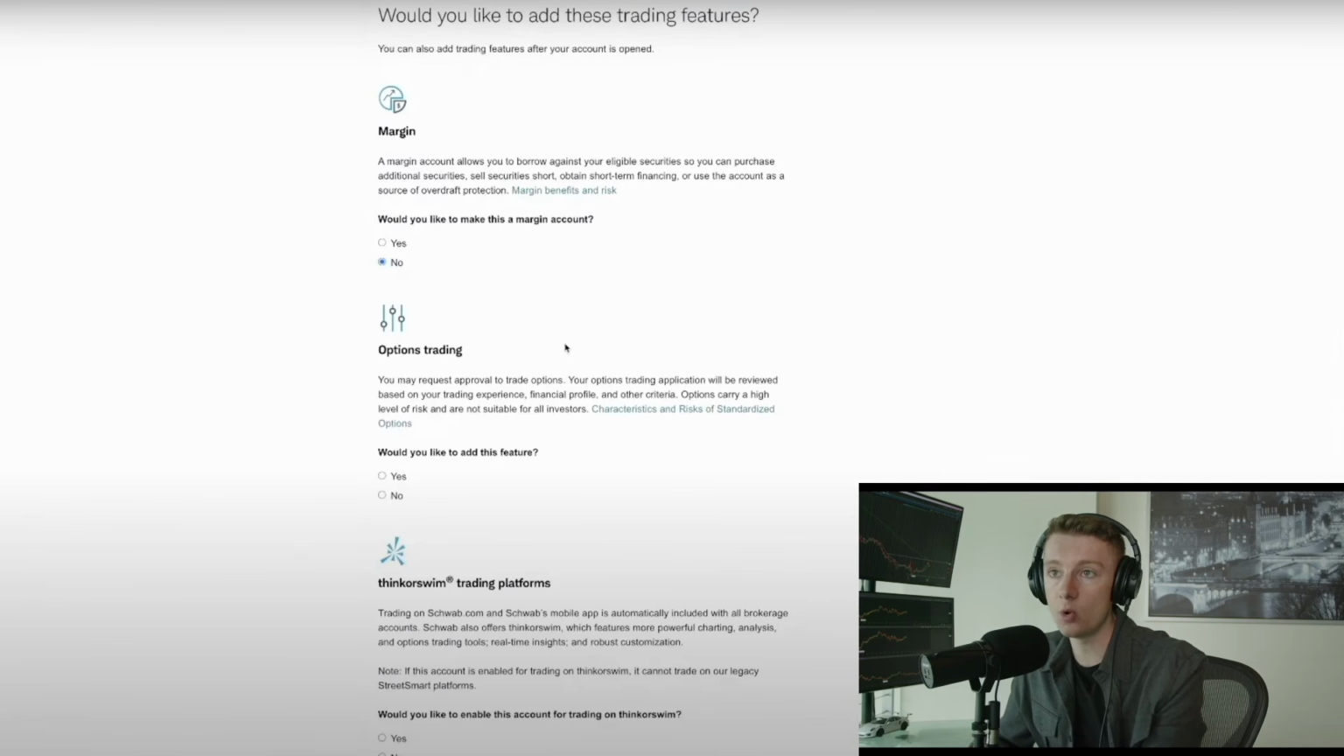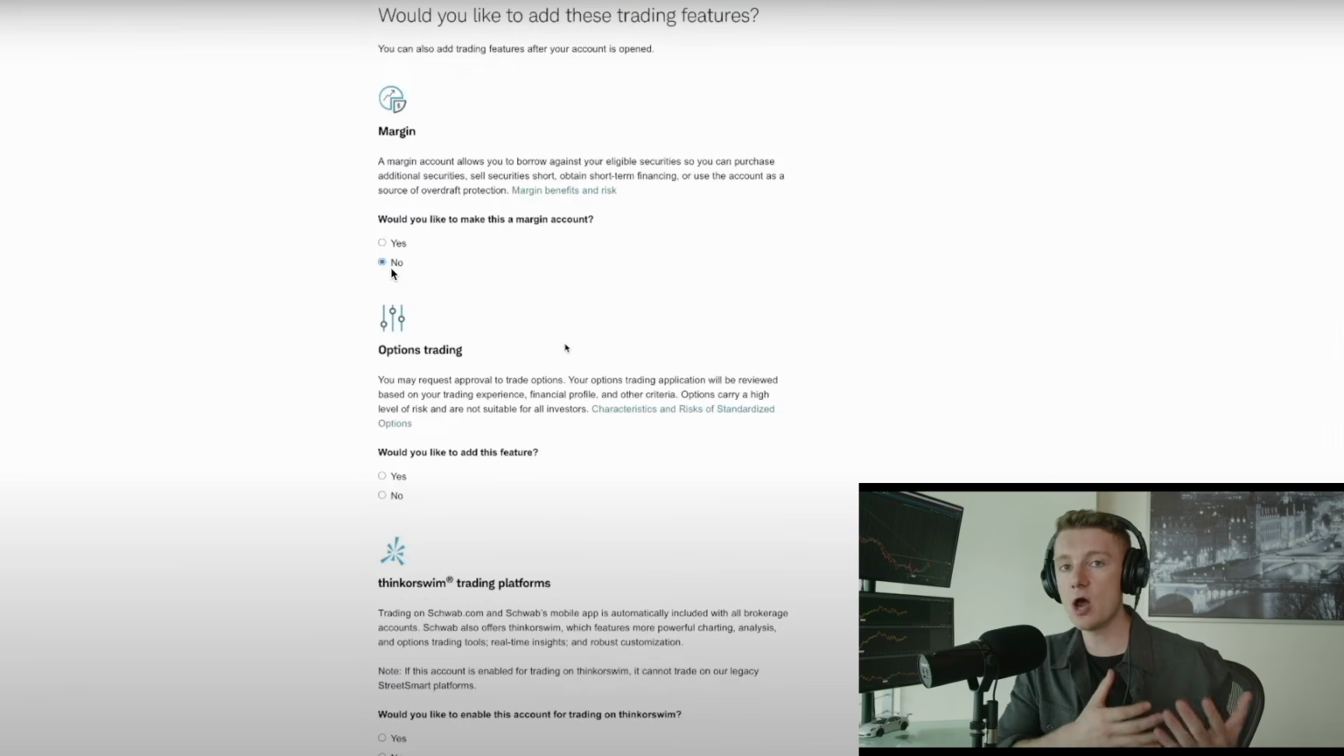Now, as you're going about setting up your Charles Schwab account, what I need you to do when it asks you, would you like to make this a margin account? You want to hit no, okay? You do not want to make this a margin account. Now, why are you going about not making this a margin account? Well, there's what is called the PDT rule. That means that if you have less than $25,000, you are limited to only taking 3 day trades within a 5-day trading period. Now, by saying no to a margin account, you will be put on a cash account.